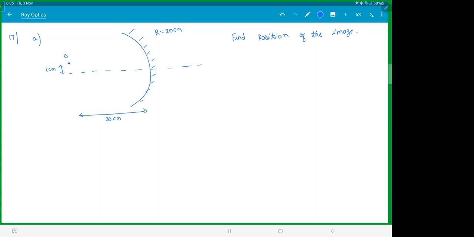Listen, I'll show you one. In these kinds of questions, what we do is drop the foot of the perpendicular. So the idea here is: step 1, drop a perpendicular from the object to the principal axis. Step 2, treat the foot of the perpendicular like the object.